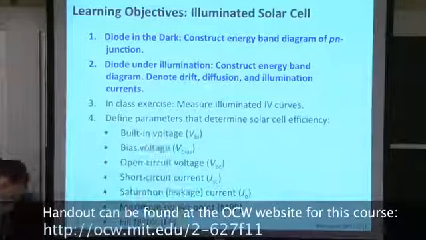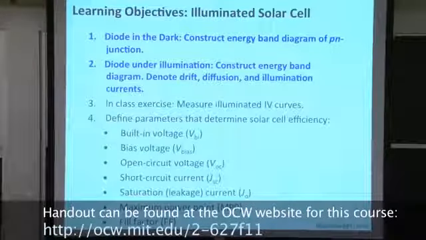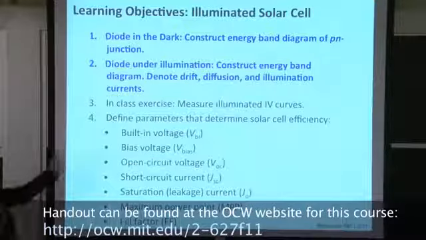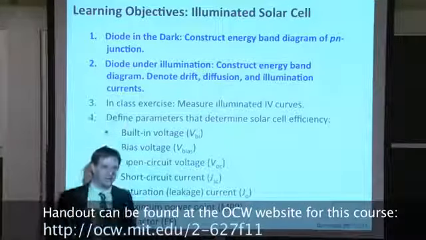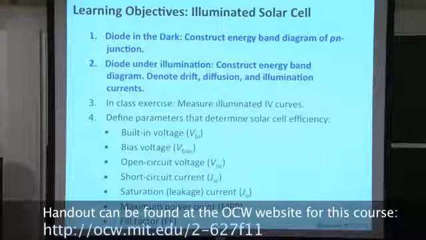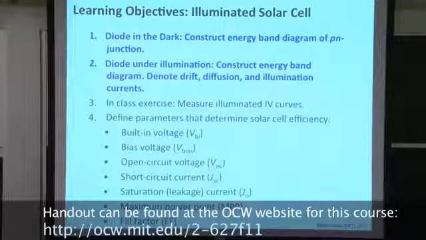So we should have sheets that describe the equivalent circuit diagram, the IV characteristics, and the energy band diagram for our p-n junction in the dark. We laboriously filled this out last class. We're just going to refresh ourselves to make sure we're all on the same page and redo it this class right at the beginning because it's that important.